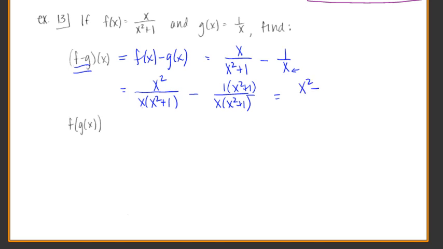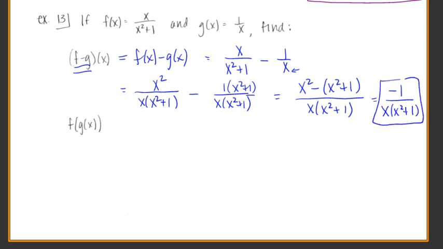Now that we have a common denominator, let's go across the top. It's x squared minus the quantity x squared plus 1, over that denominator, and making sure that I distribute correctly. The x squared minus x squared goes away, and then we have left a negative 1. Make sure we have that negative in there because I need to distribute the negative to both the x squared and the 1. And then over x times x squared plus 1. And there's my answer when I subtracted those two rational functions.